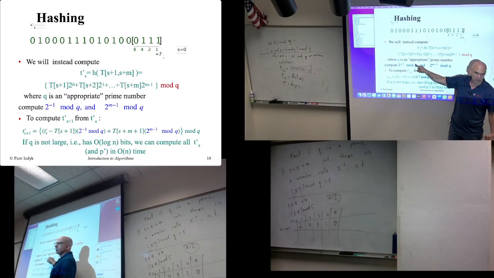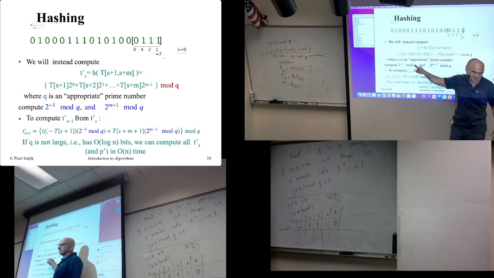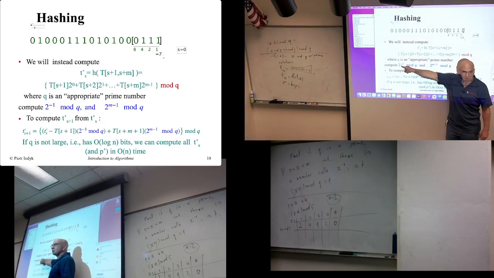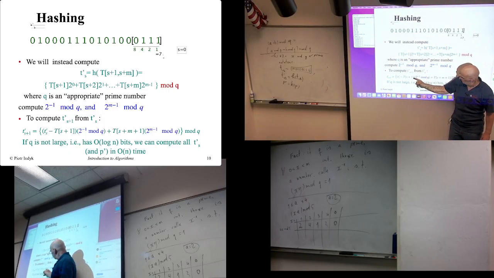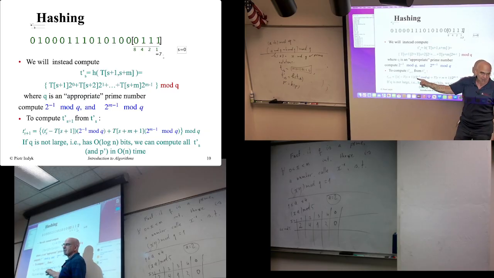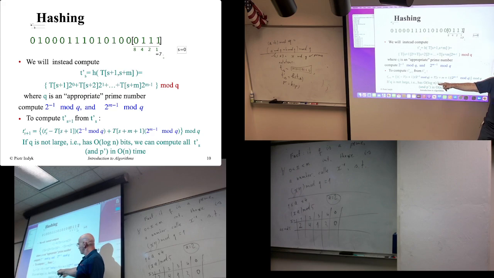We said that 2 has an inverse, like any number here. It has an inverse, I'll call it 2 to the minus 1. So I'll multiply it by one number, which I will just compute once and I know what it is: 2 to the minus 1 modulo Q.